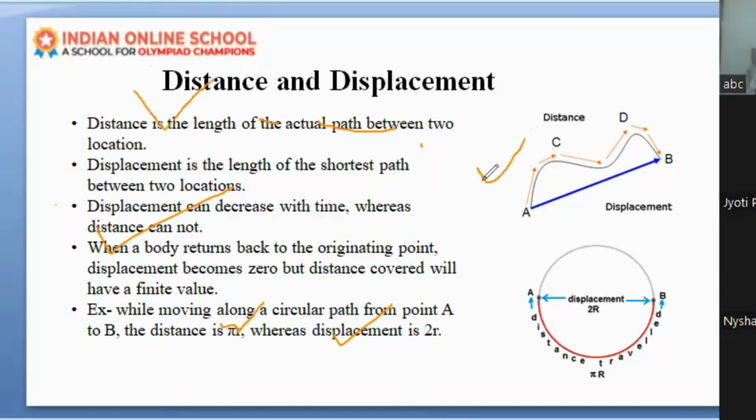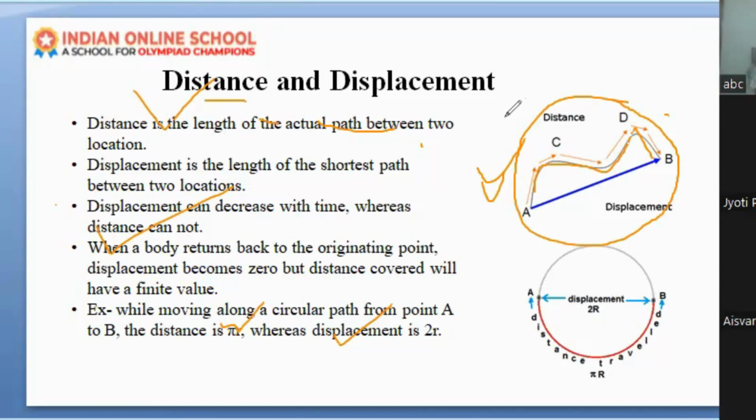Can you see this figure here? Distance means the actual path you are covering from A to B, A to C, C to D, and D to B. So the actual path you are covering here is known as distance. What is it? Distance. And please do remember, distance is a scalar quantity.